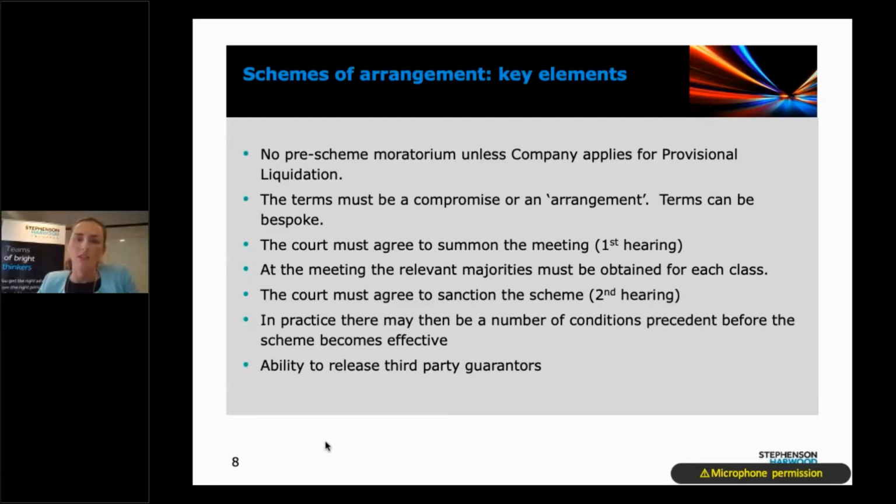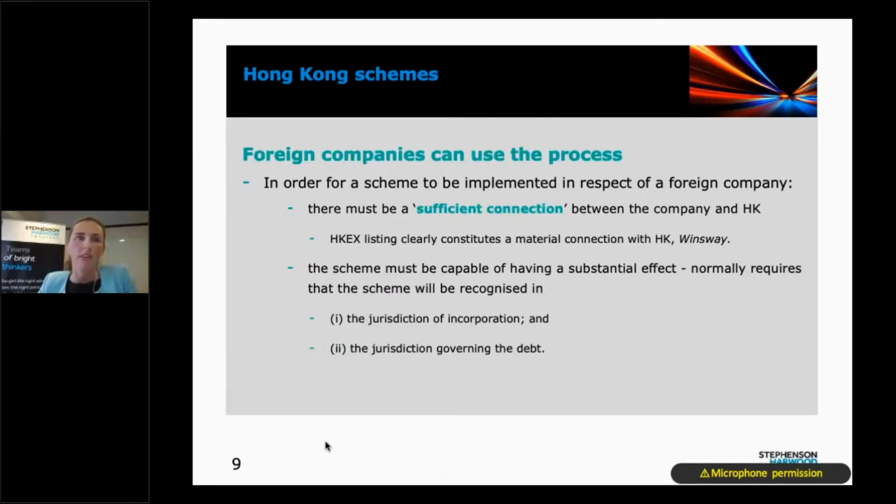And moving to the next slide. Foreign companies can use this process. So it can be used by a Hong Kong company, but it can also be used by a foreign incorporated company if they have a sufficient connection to Hong Kong. The court looks at a variety of factors when considering sufficient connection, including where the assets are, where the creditors are, where the management is, where directors are, and one that comes up quite often is where the company is listed. As many of you know, most Hong Kong listed companies are incorporated offshore, but then listed in Hong Kong.